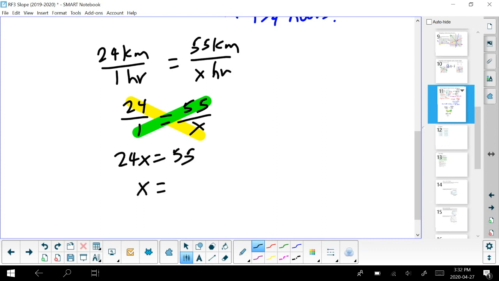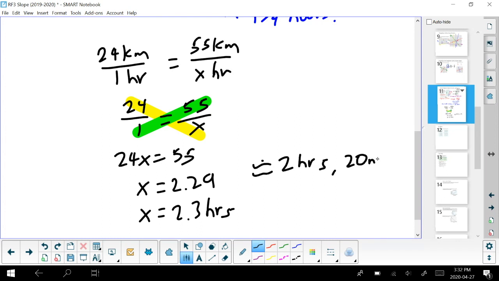I'm going to divide both sides by 24, and I end up with about 2.29. So x is equal to 2.3 hours, so about 2 1/3 of an hour. So it takes her roughly about 2 hours and 20 minutes. A little under that. That's not quite a third. Okay, so about 2 hours and 20 minutes.